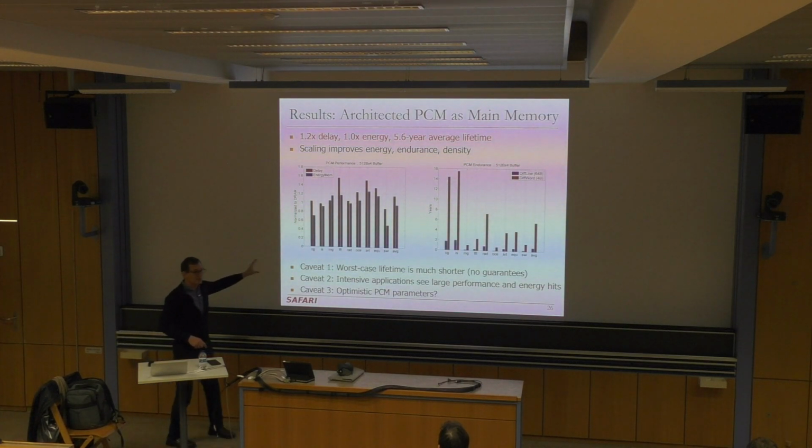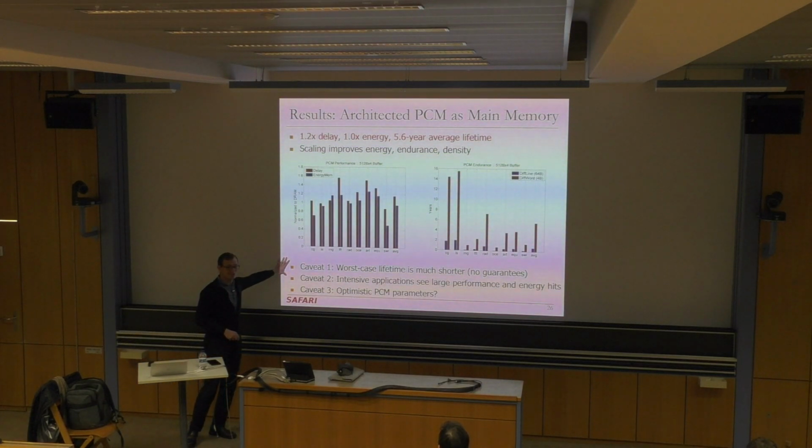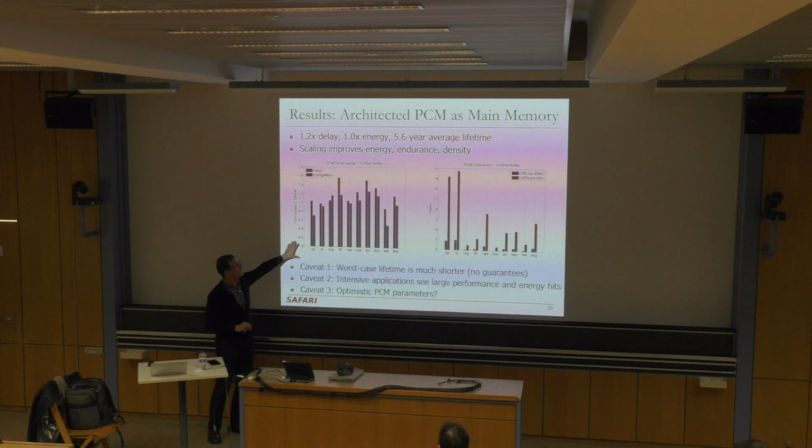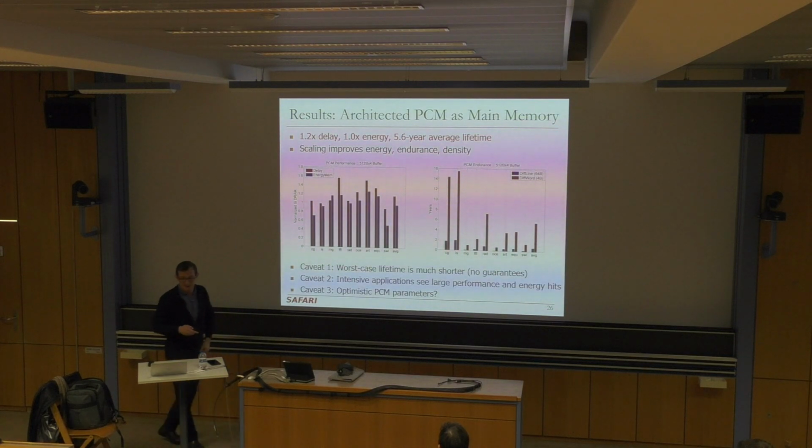And of course, if you include capacity in these, if you get rid of the requirement that these are ISO capacity, if you look at a future point where the capacity of phase change memory is much higher than DRAM, you get other benefits, right? So that's a comparison point that I'm going to show in a little bit.